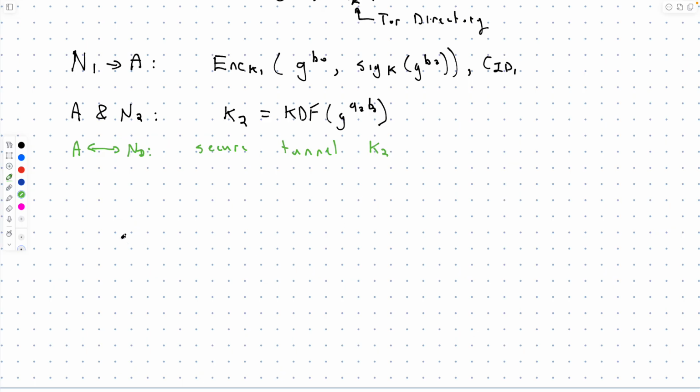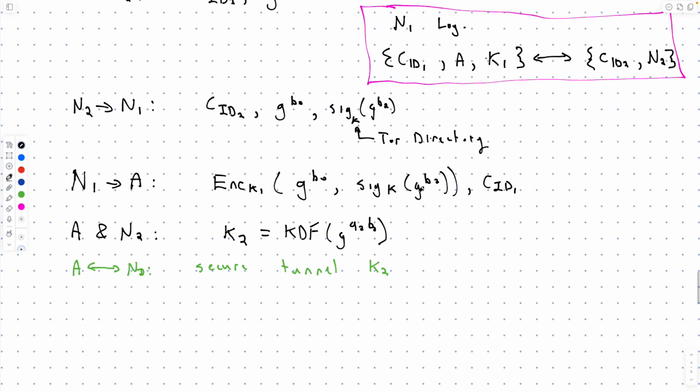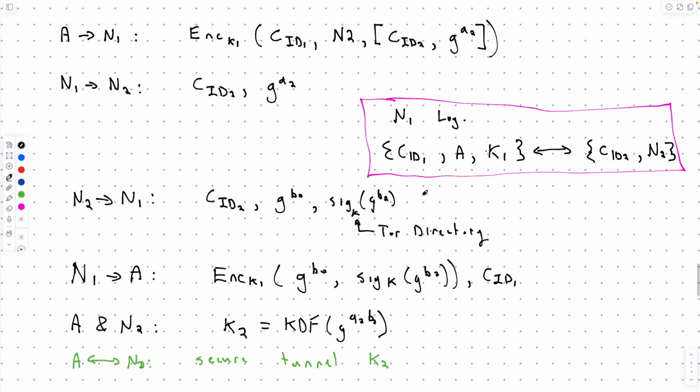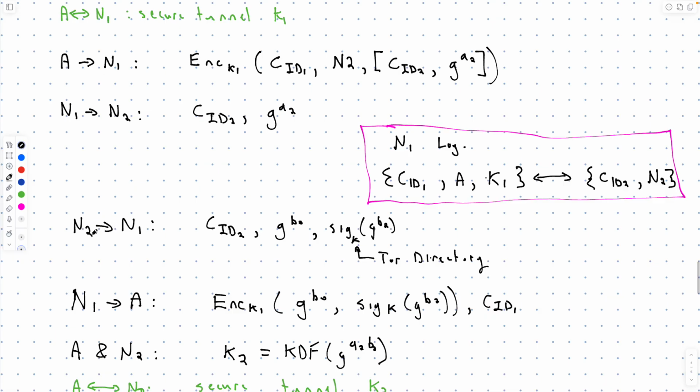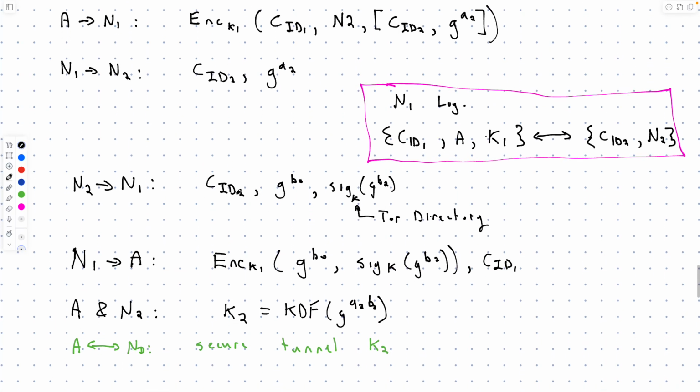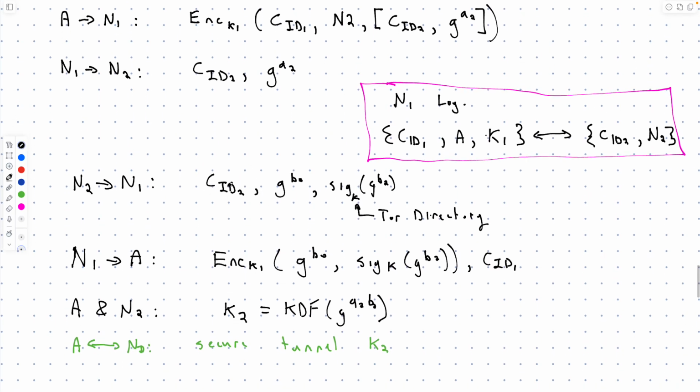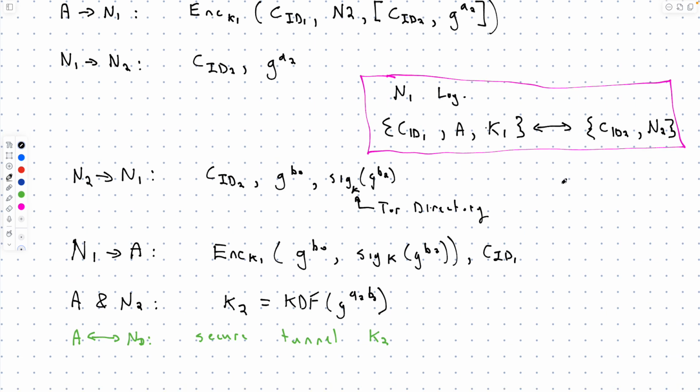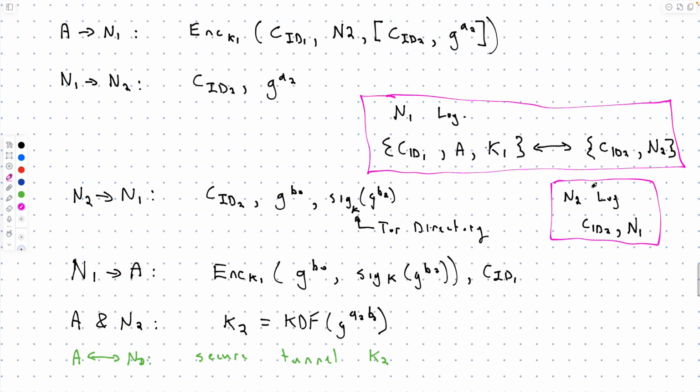Okay, the other thing is node 2, at this point, it receives this CID2. So node 2 here should also log CID2, the connection between it and node 1. This log is the same as this log.